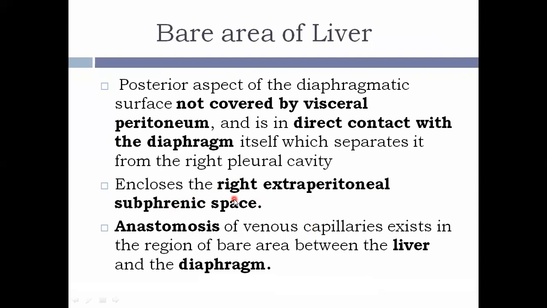So we'll break these words. Subphrenic: phrenic is diaphragm, right? So it is related below the diaphragm, so subphrenic space. What about right extraperitoneal? It is not covered by the peritoneum, so it's extraperitoneal, and it is present on the right side, so it's the right extraperitoneal subphrenic space. So this bare area of the liver provides a site for anastomosis of venous capillaries between the liver and the diaphragm.